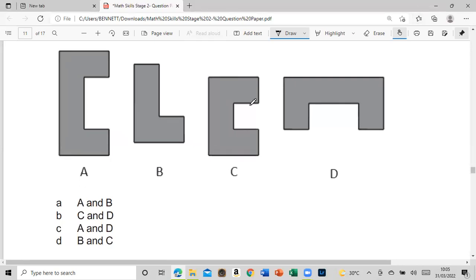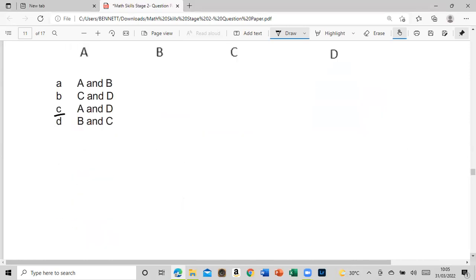The length of this and the length of this are equal. The length here is equal to the length there. They're congruent, right? Similar would be different, but congruent means they are the same. So that side here is equal to this side here, and this is equal to this, and so on. So that's A and D, and that's the one that is congruent.